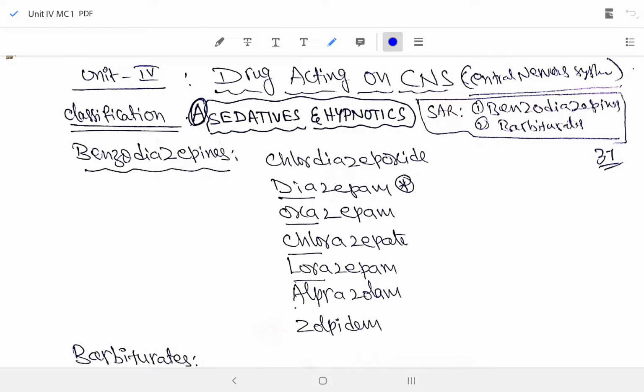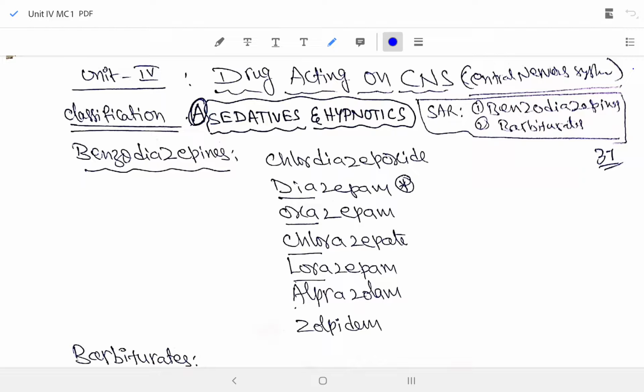Dear students, now we are starting off with Unit 4, that is drugs acting on central nervous system. The topic is subdivided into sedatives, hypnotics and antipsychotics or tranquilizers. The last one is anticonvulsants. Let us see the classification of sedatives and hypnotics.